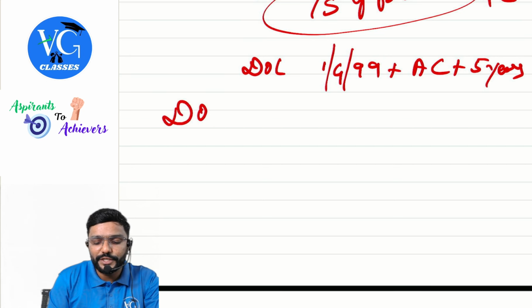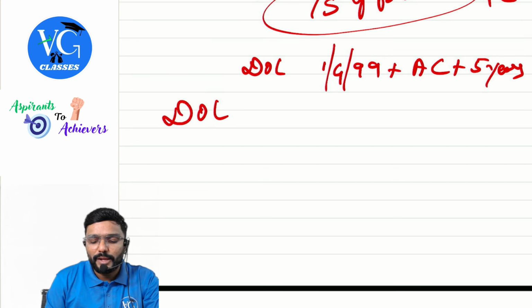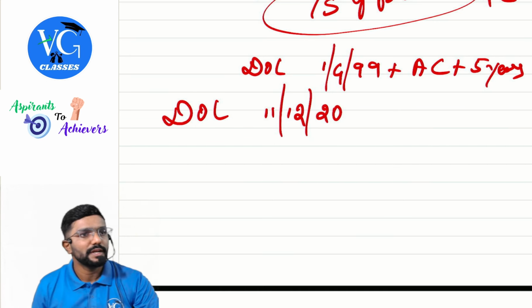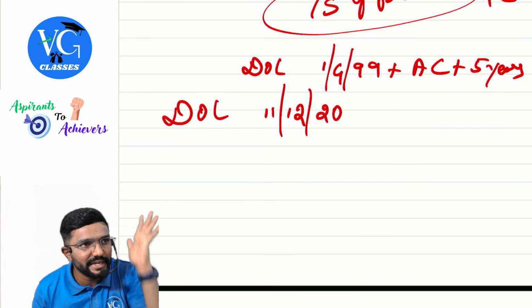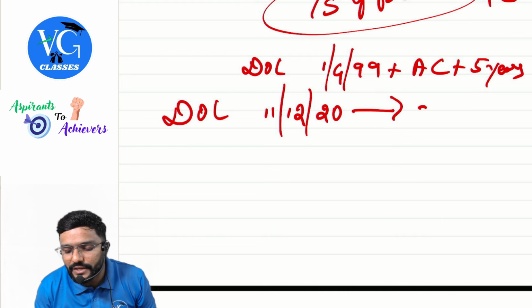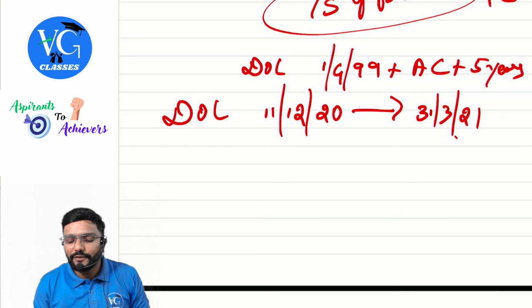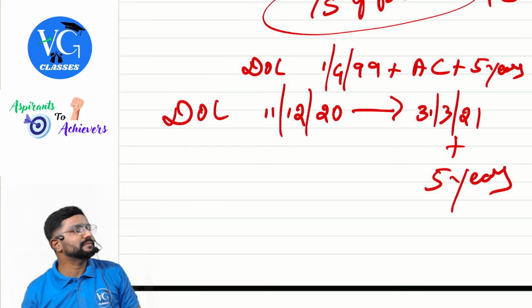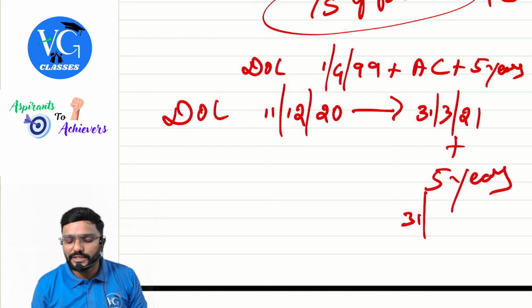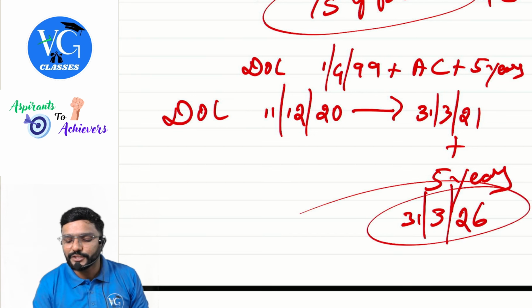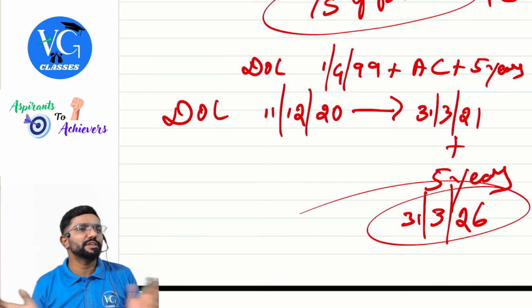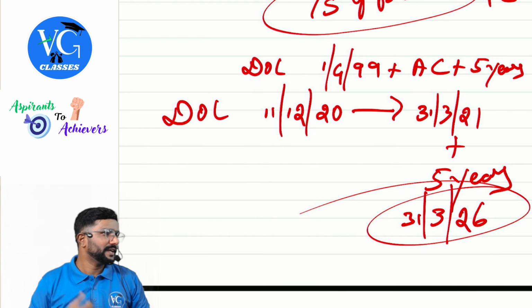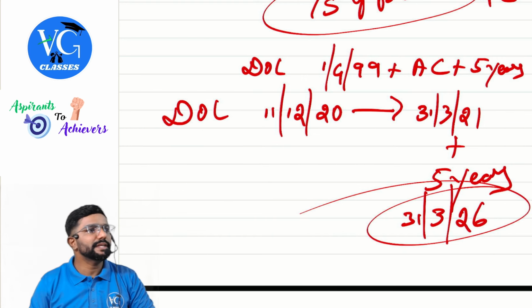Assume, guys, date of loan is, observe, 11th December 2020. Don't take that date; take the end of that financial year, 31st March 21. Correct? We have 5 years time from there. So you should have completed your construction by 31st March 26. Only then you can claim 2 lakh. If not, only 30,000.